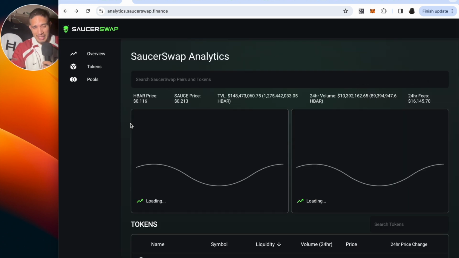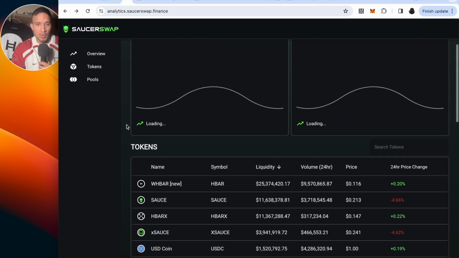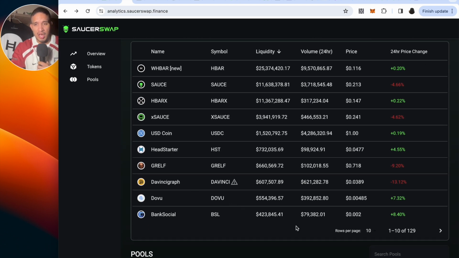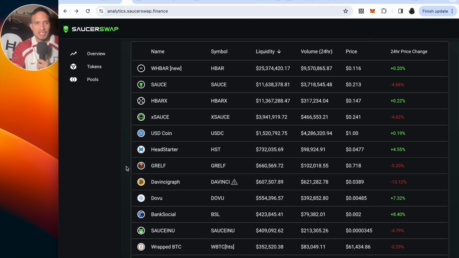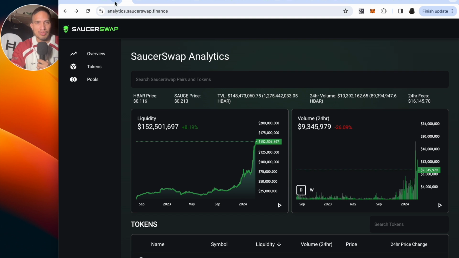But yeah, so analytics is something important to visit because you can get a lot of detailed information to make proper financial and educated decisions when you want to enter into a project or token. So this is what SAUCERSWAP has to offer.